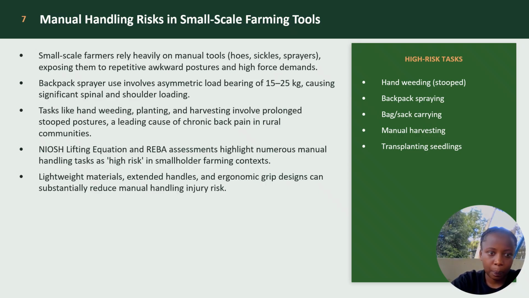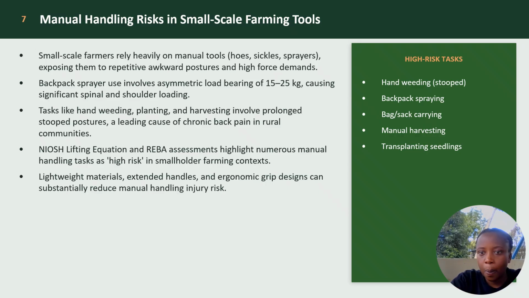Here I have the fourth one about manual handling risk, which is NIOSH, that means National Institute for Occupational Safety and Health, lifting equation, and RULA, that means Rapid Upper Limb Assessment. They show that numerous manual handling tasks have high risk in the smallholder farming context. The last one is lightweight materials, extended handles, and ergonomic grip design can substantially reduce manual handling injury risk.